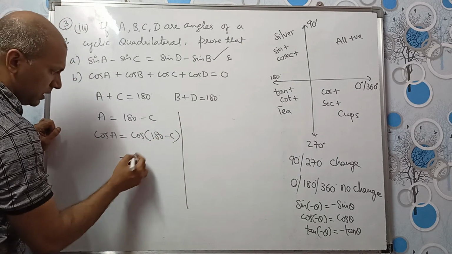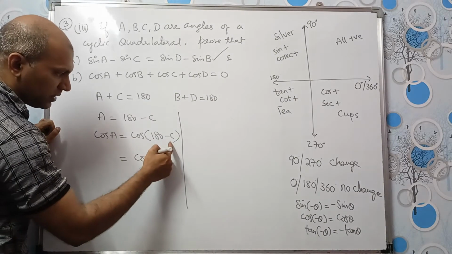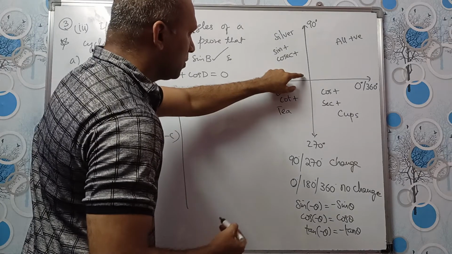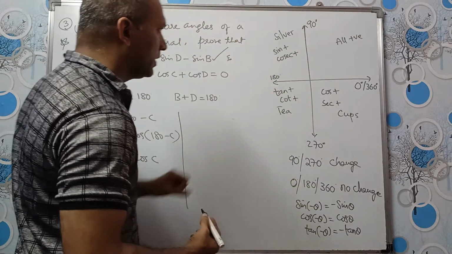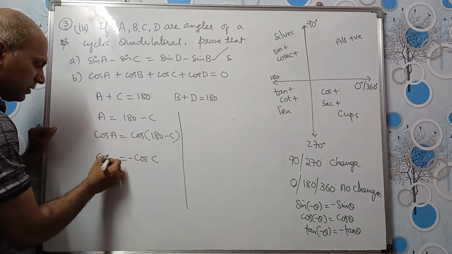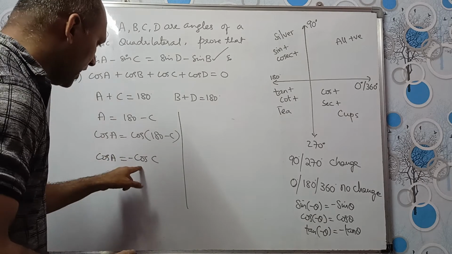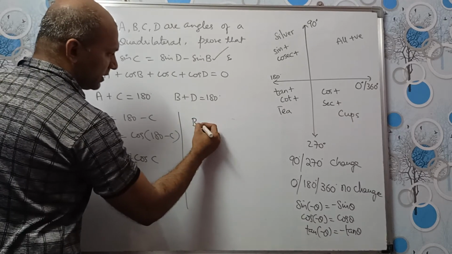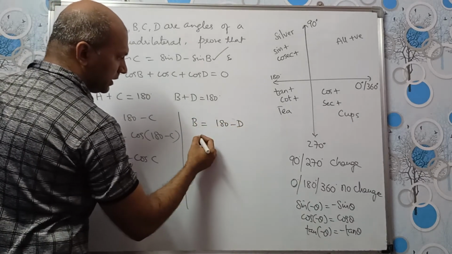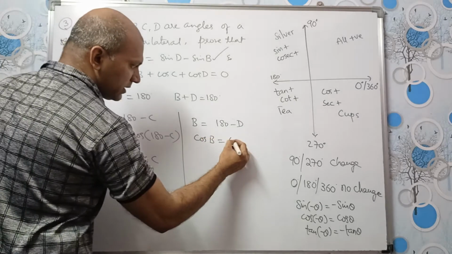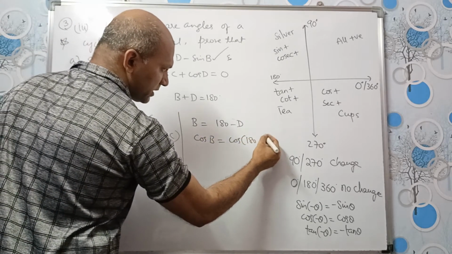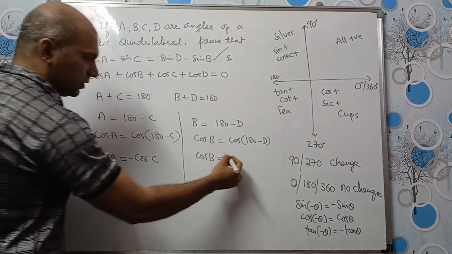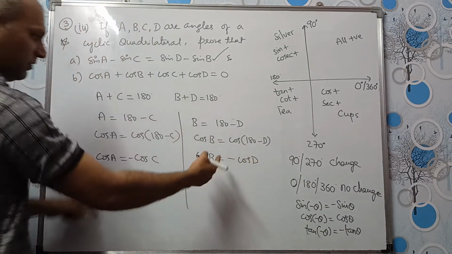Alright. At 180 there is no change, so cos(180 − C) will remain cos C only. But what about the sign? Cos(180 − C) will lie in the second quadrant and cos is negative. So we have cos A is equal to minus cos C. Okay, this one. Let us write B as 180 − D. Apply cos on both sides. We'll have cos(180 − D) is equal to cos B. Similarly, cos B will be equal to minus cos D, like we got here.